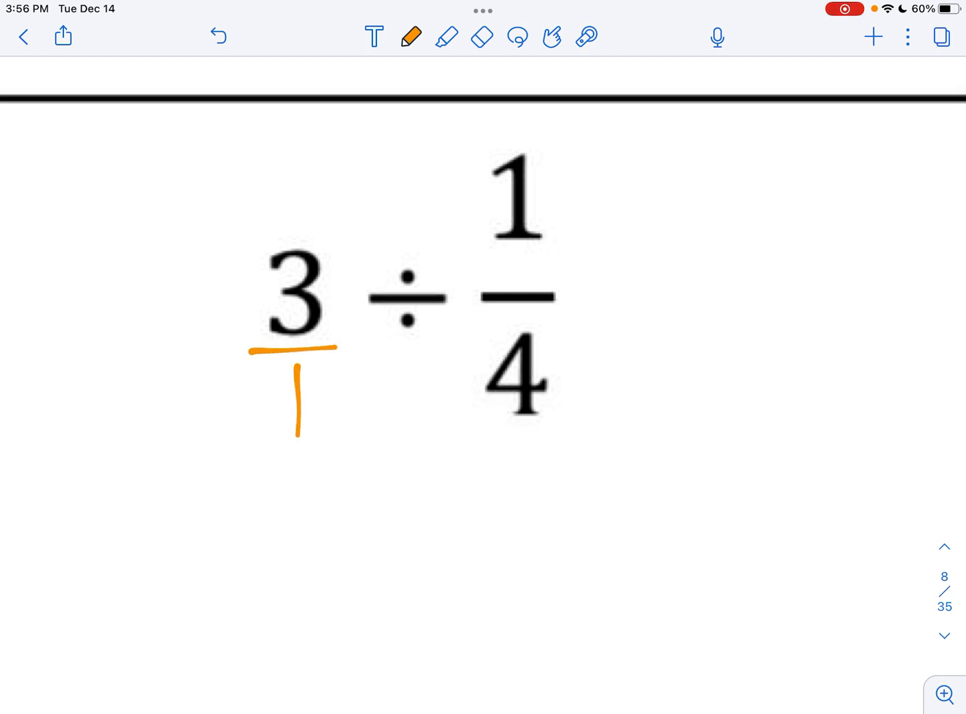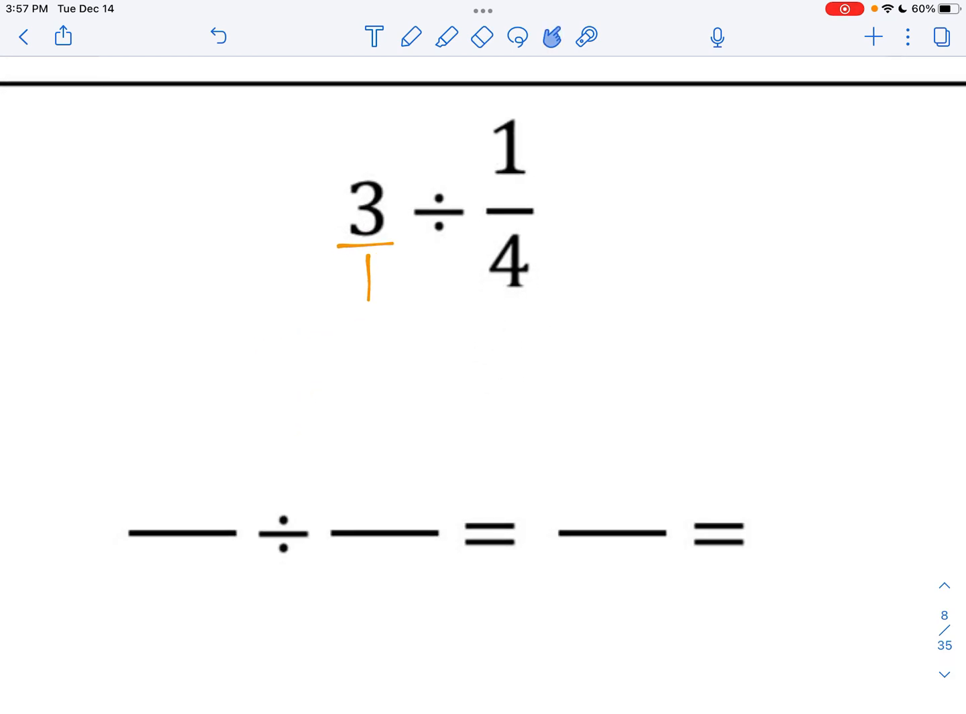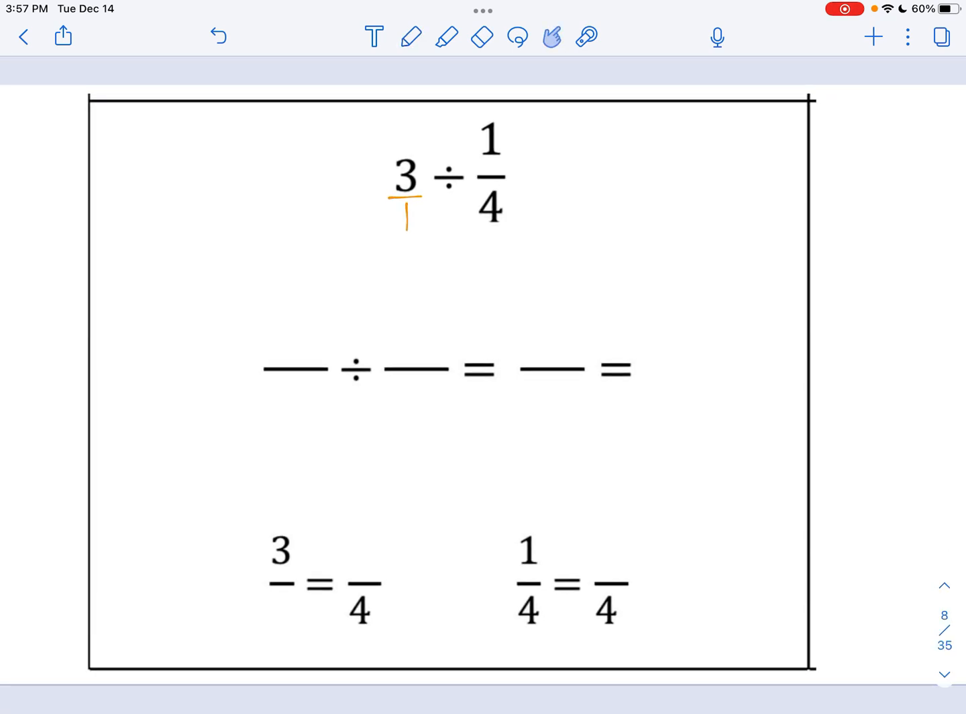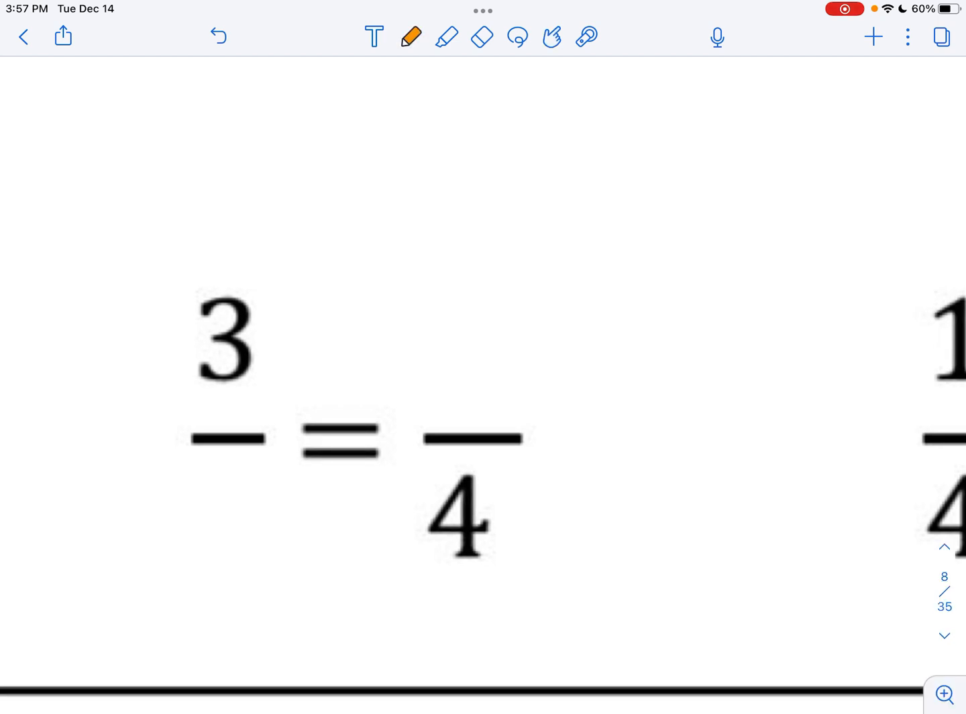It's on top of 1. Because if I put this in my calculator, 3 divided by 1 is still 3. It looks different, but it's still 3. All right. So I'm going to now look down on the bottom. Here's that 3 on top of 1.